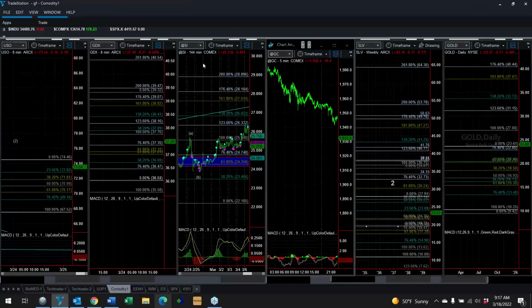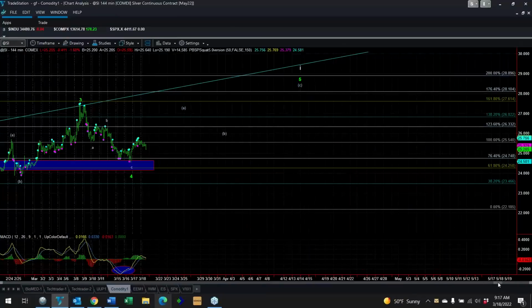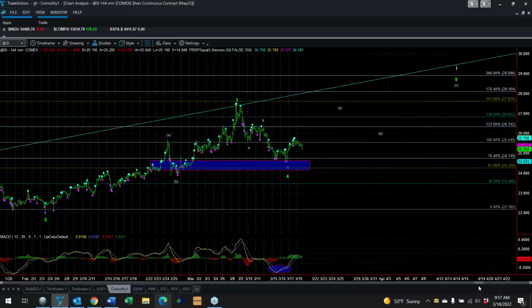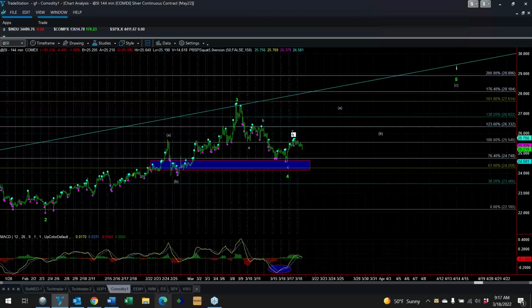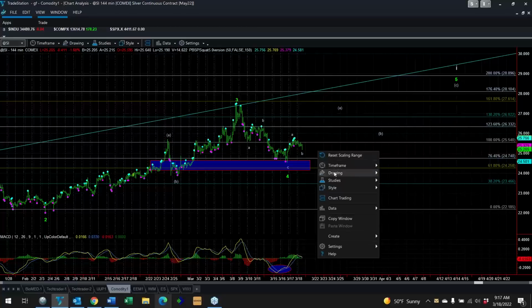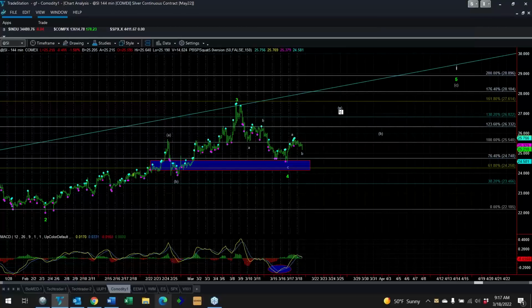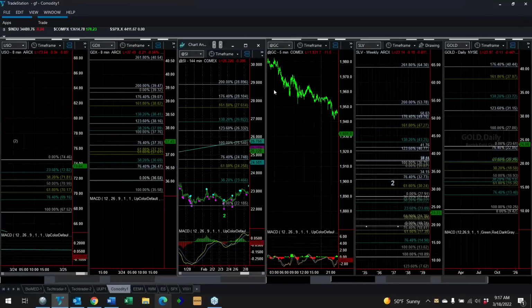Silver, I have no expectations and had no expectations that we're going to see an impulsive rally off the lows on silver. And this can still easily be an A, B, then C up. I think that makes the most sense to me right now. Maybe a little bit of a deeper B, but I think that makes the most sense right now. Silver. So that's the metals.